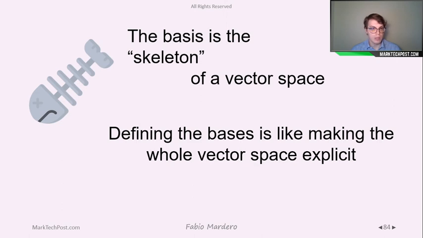What we have found in this section is that the basis is the skeleton of a vector space. How we perceive the vector space. And also, thanks to the concept of generating set, minimal generating set, if we take a basis, then we can build the entire vector space. We can make the entire vector space explicit by defining just its basis. A very, very powerful concept.